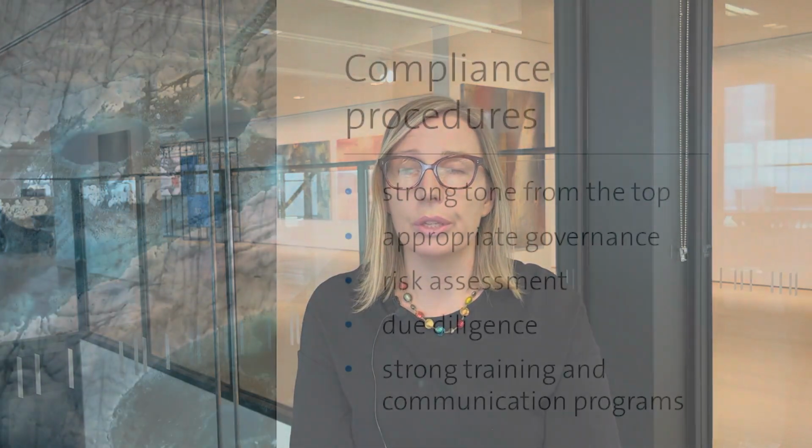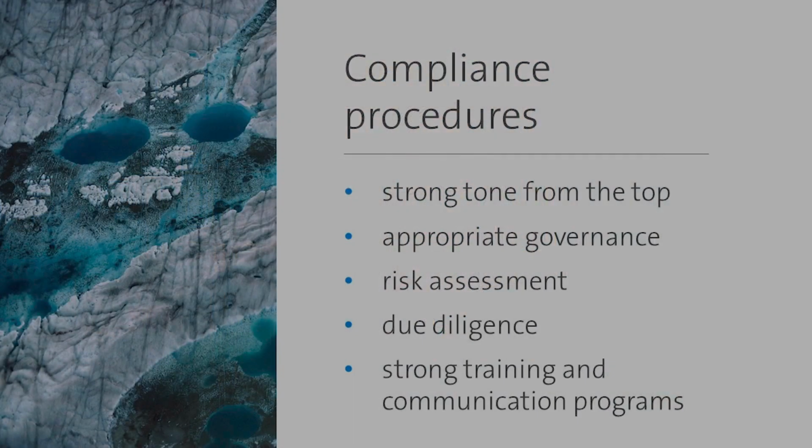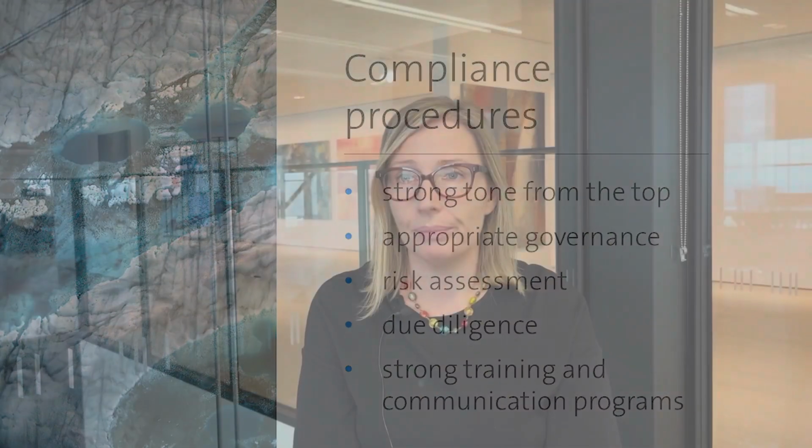As a consequence of all of this, the compliance procedures necessary to identify and mitigate bribery and corruption, human rights, money laundering, sanctions and other compliance issues overlap. Across the board, these are likely to include a strong tone from the top, appropriate governance, risk assessment, due diligence, and strong training and communication programs.